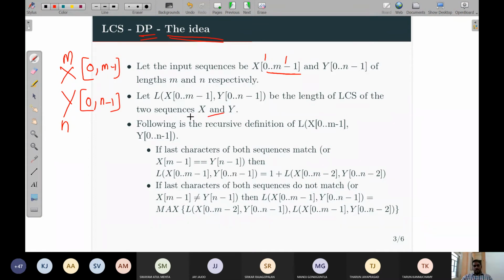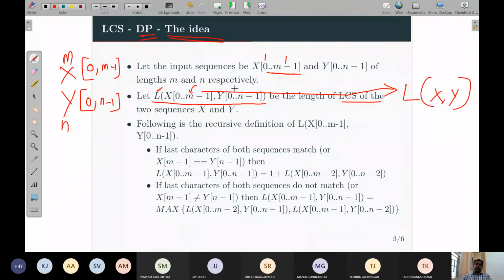Now here let us assume that L xy is the length of the LCS of two substrings. So what is L? L is the length of the subsequence L xy. Since you have so many indices, this will be confusing. This is actually equivalent to writing L xy, but we have included the indices of x and y also. Why we are writing it, you will understand in a moment. So L xy is the length. So this is to be found out.